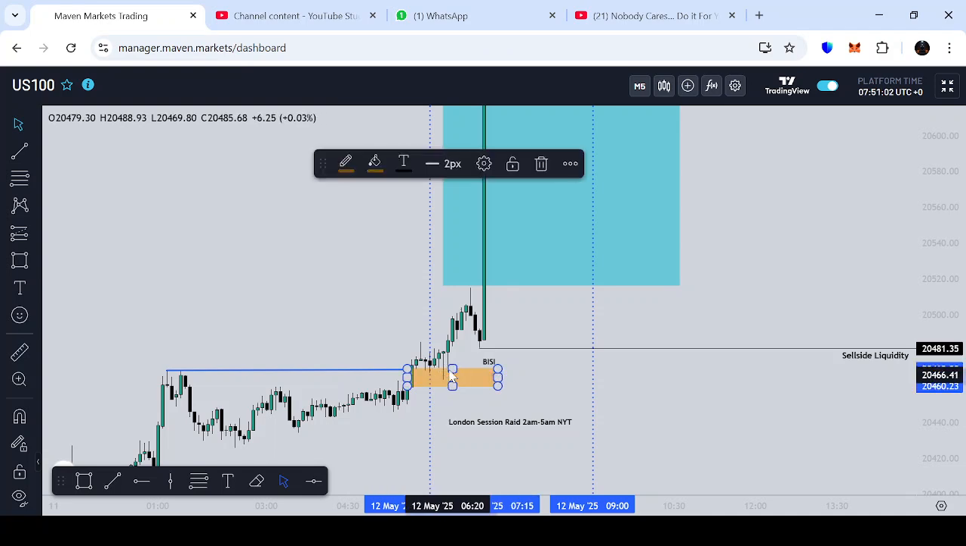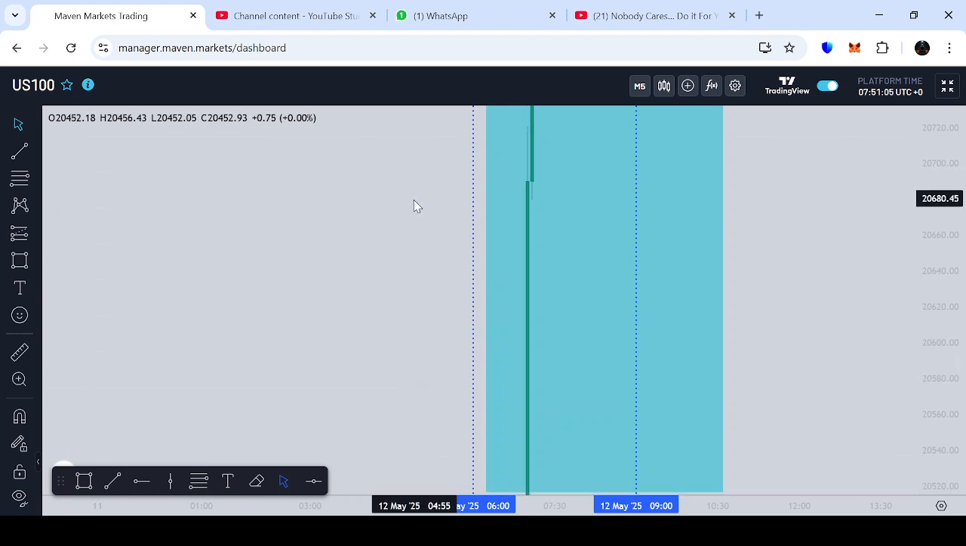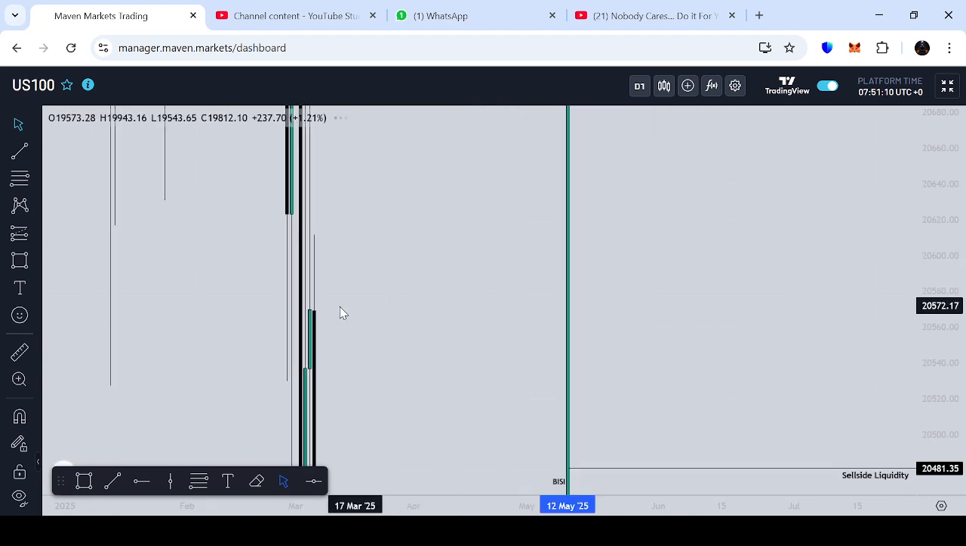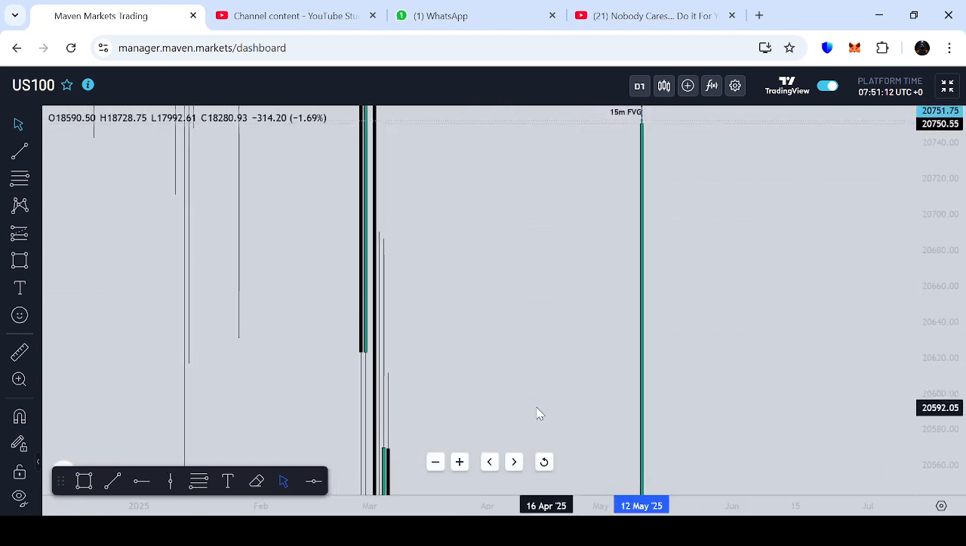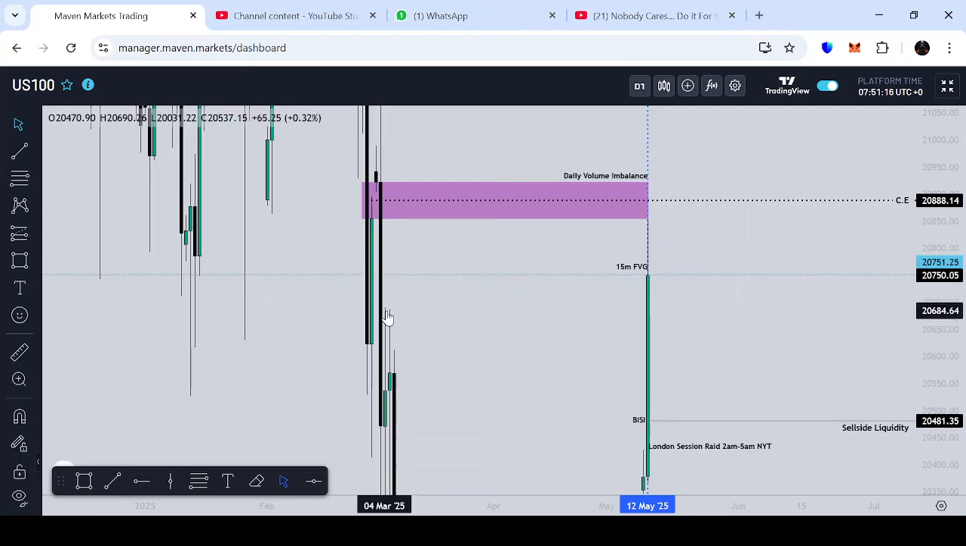That's the fair value gap that engineered price running up there and taking the major daily buy side liquidity. If you run to a buy side liquidity, there is a buy side liquidity pressing at that high.